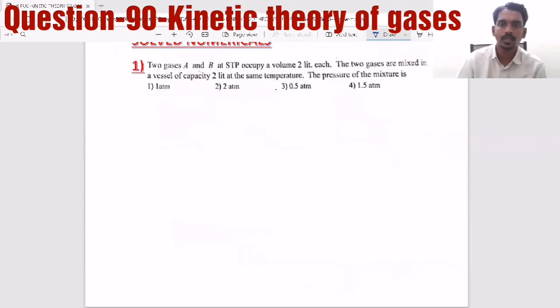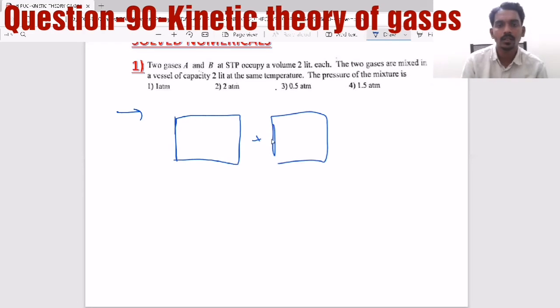Now, based on this, let's see a few questions. Two gases A and B at STP occupy a volume of 2 liter each. If the two gases are mixed in a vessel of capacity 2 liter at the same temperature, the pressure of the mixture is? See, one vessel, V1 is 2 liter and V2 is also 2 liter.